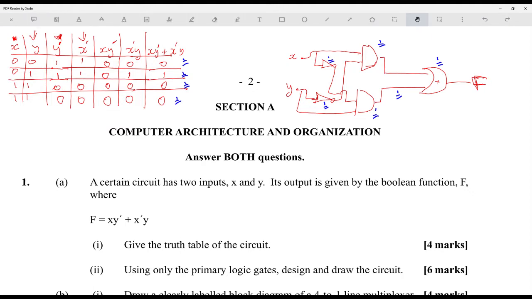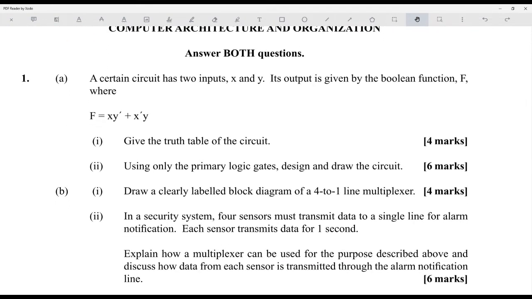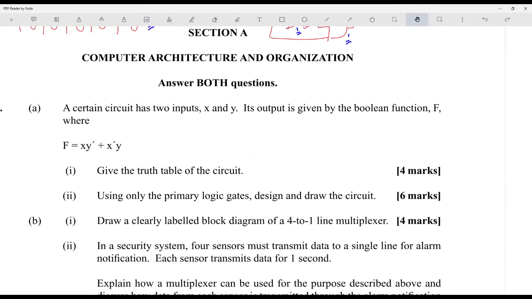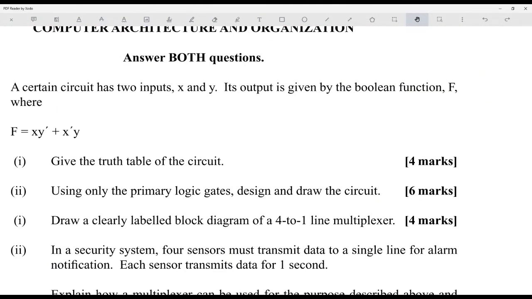Alright, good. Next. Draw a clearly labeled block diagram of a 4-to-1 multiplexer. Okay, a 4-to-1 multiplexer will look like a box with 4 lines, 1, 2, 3, 4. This will be input 0, this will be input 1, input 2, and input 3. And there is 1 output.